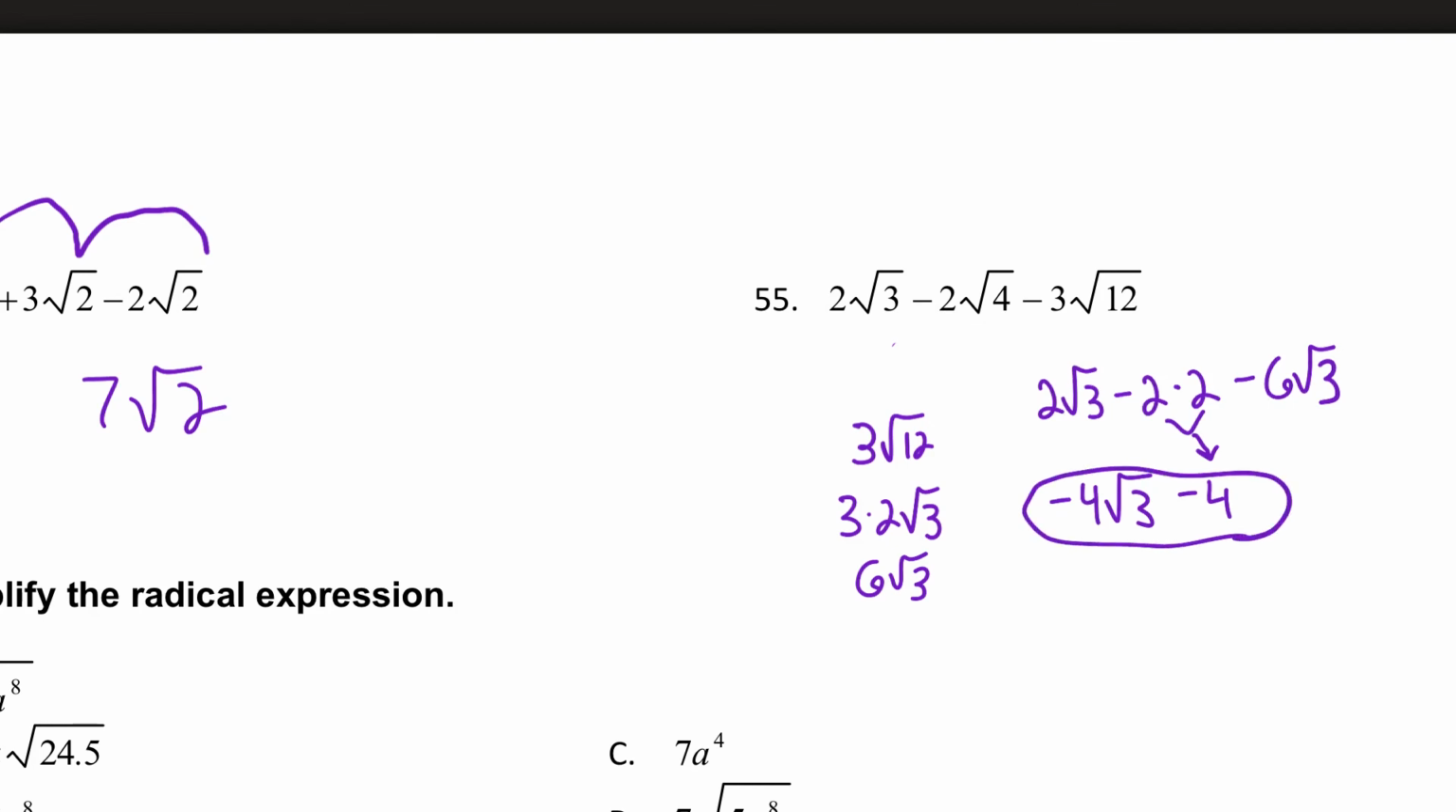And you can't go any further. Those aren't like terms. You can't combine them any further. It would be nice if we could, but we can't. So we're just going to leave it like that. And if you wrote it with negative 4 minus 4 times the square root of 3, that's also right. Those are both right. Great. Nice job, everyone.